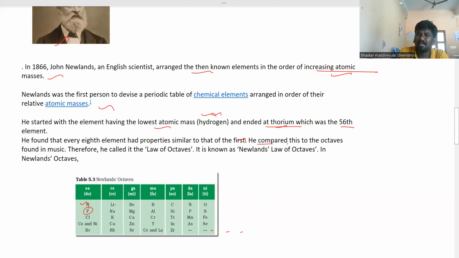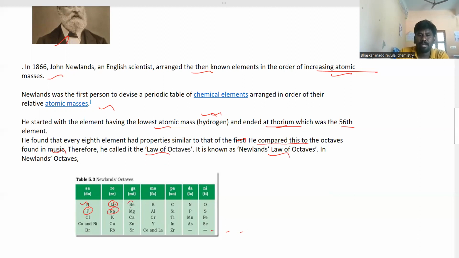And he compared this to the octave found in music. That's why he called this the Law of Octaves, or Newlands' Law of Octaves. Suppose we consider the first element is lithium, and if you see the eighth element, it will show similar properties. So the eighth element is sodium.